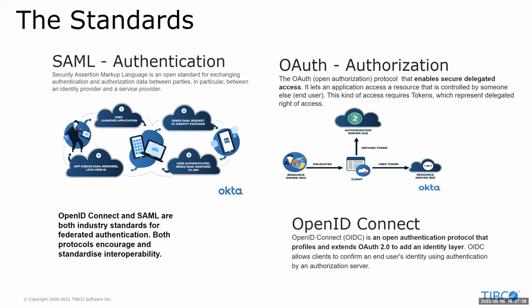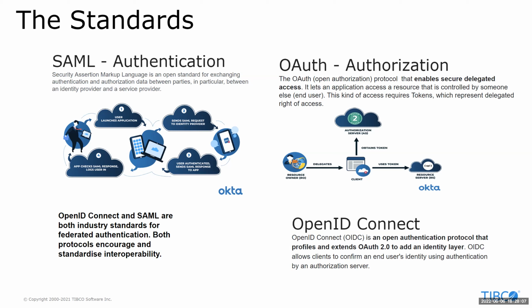Okay, so in terms of the standards, there are mainly two standards, SAML and OAuth. SAML was mainly for the authentication part previously, and OAuth is mainly for the authorization part. SAML is a Security Assertion Markup Language, an open standard for exchanging authentication and authorization data between parties, specifically identity providers and service providers. Whereas OAuth is a protocol that enables secure delegated access. It lets the resource owner control the access by someone else. This access requires tokens, specifically JWT type tokens.